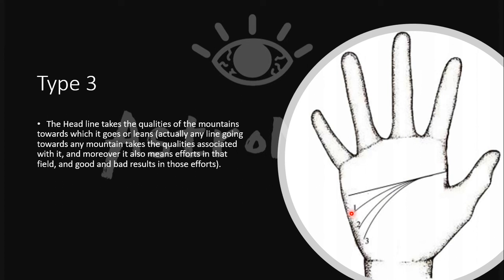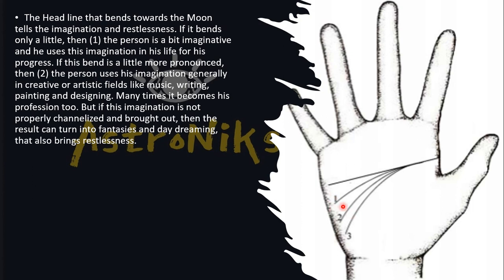So first things first, let's discuss the headline. The first point I am saying, the headline that makes a bend toward the moon tells about imagination and restless behavior. If it bends only a little, then, the first point you are seeing, the person will have a bit of imagination and uses his imagination in his life and his progress. If this bend is a little more pronounced, which is the second one, then the person uses imagination generally in creative and artistic ways. These are the people who are good in music, writing, painting, designing, etc. So many times it becomes his profession too.